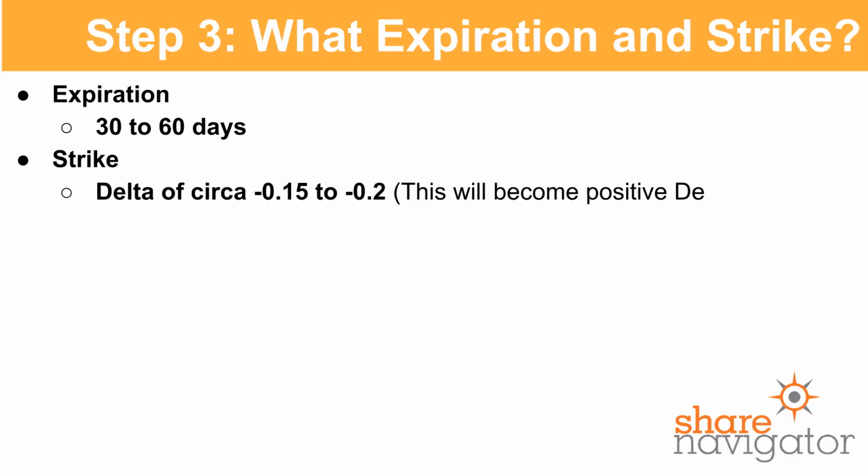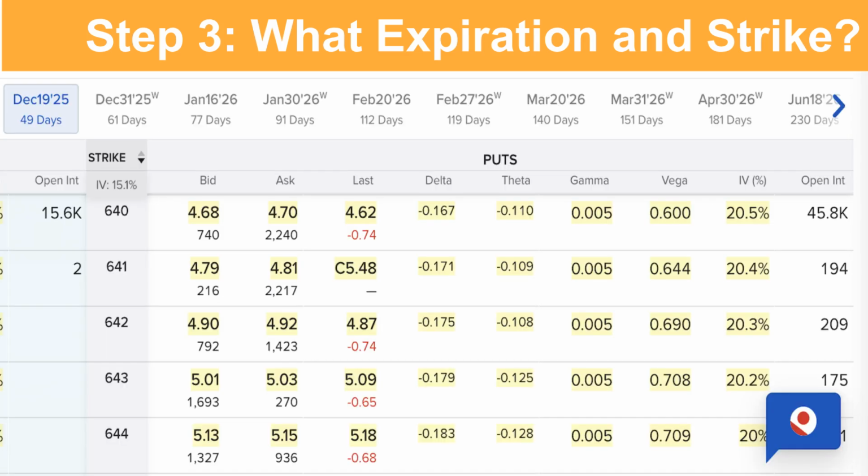So step 3 is pick an expiration 30 to 60 days out. We told you that because of time decay. And then when you're picking your strikes, again, no hard and fast rules, but try and choose deltas of circa minus 0.15 to minus 0. So we're back to our quote screen again. You can see we're going out 49 days. We've picked the December 19th expiry, and the expiries are usually at the top of your window. And then we're looking at the delta. We can see the 640 has got minus 0.167. If you looked at the 644, it'd be minus 0.183. So we're going to get paid more for the 644, but because we're looking for a really high probability trade, we're going to go with the 640 strike.